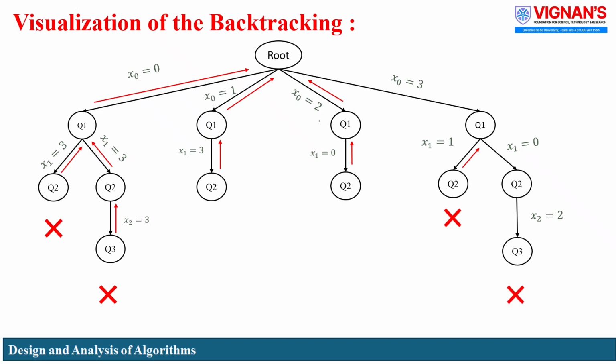At the third level, nodes labeled Q3 represent the placement of the third queen in row 2. For the branch x equals 1, Q3 is placed in column 0, maintaining a conflict-free configuration. For the branch x equals 2, Q3 is placed in column 3, which is also valid. Branches that lead to conflicts at this level are pruned and not expanded further.